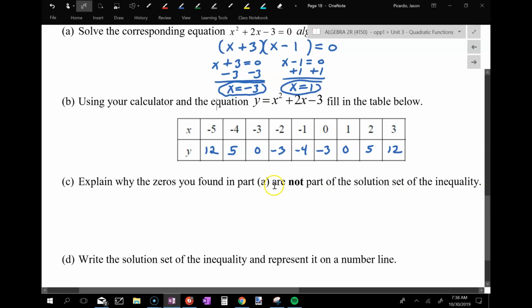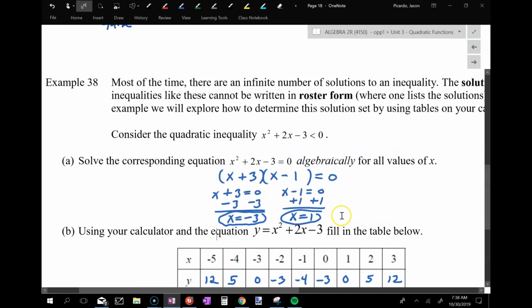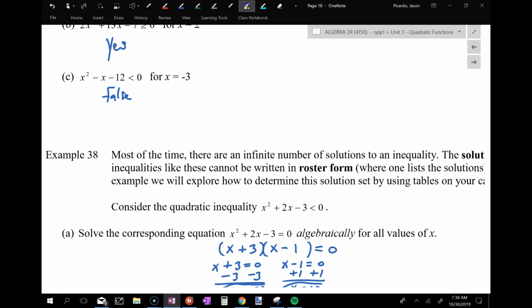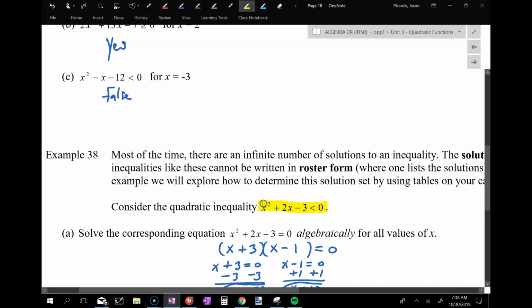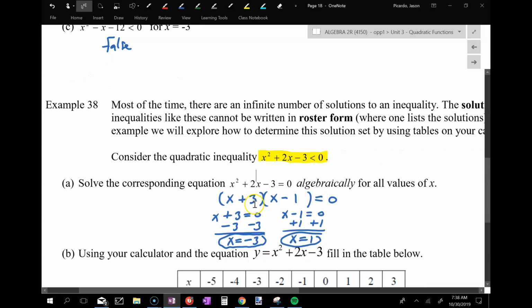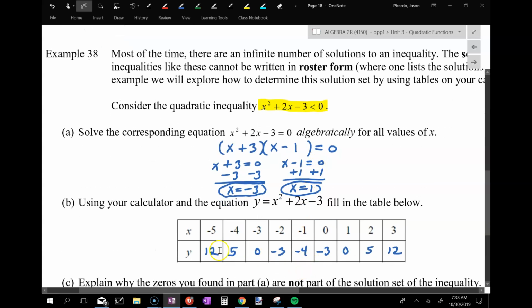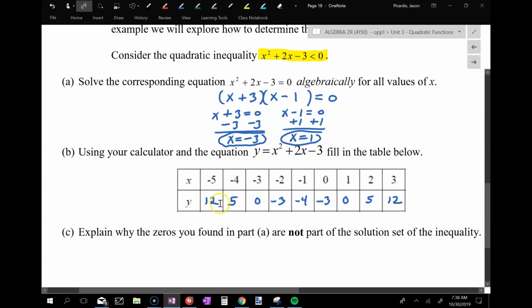Explain why the zeros you found in part A are not a part of the solution set of the inequality. Okay. Now I've got to go up to this, right? Because what does this say? I want the answers that were less than 0. So what answers here were less than 0? Was 12? Was 5? Was 0? No. Would you agree that all these ones were?